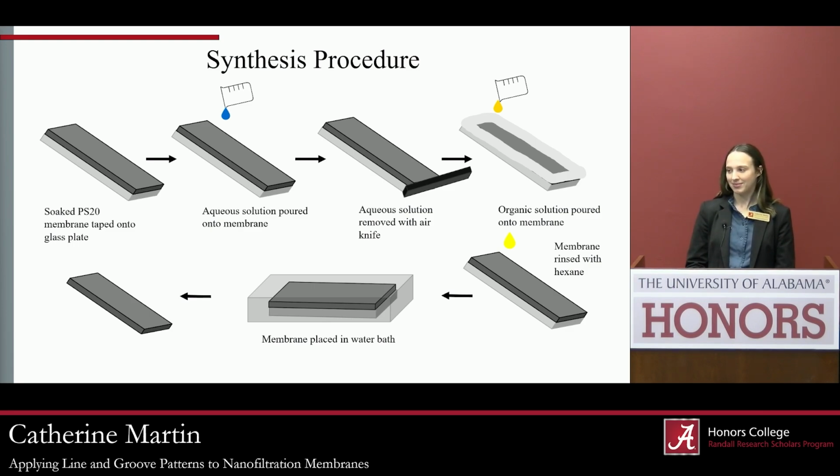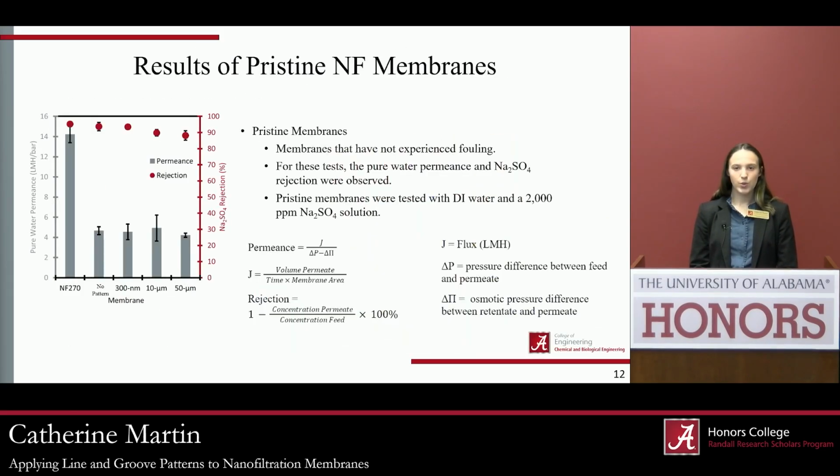Why did the membranes that your lab fabricated have a lower pure water permeance than the commercial membrane? So with the synthesizing of the polyamide active layer, we think that we had a thicker polyamide active layer than the purchased NF270 membrane. So this led to a lower pure water permeance, but it didn't affect the rejection of the membranes.